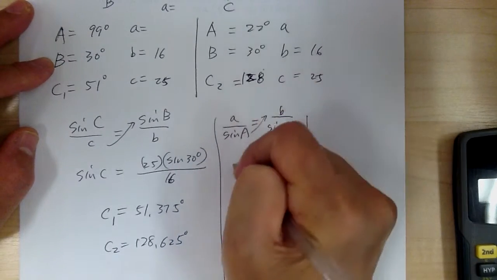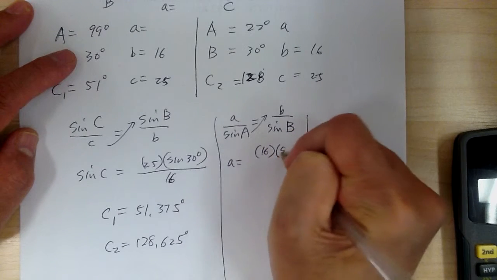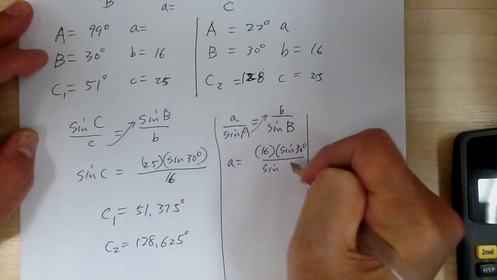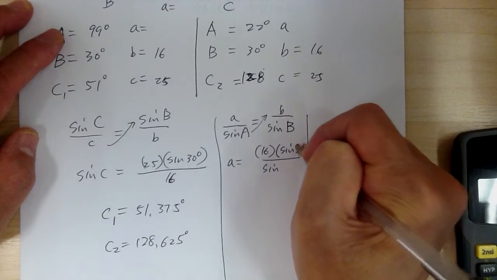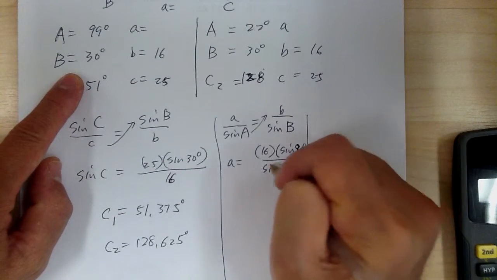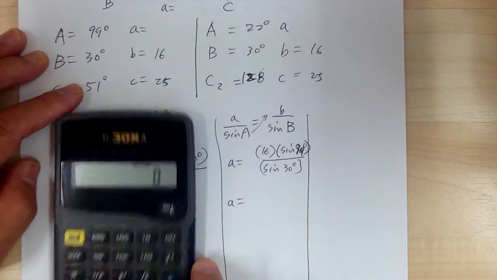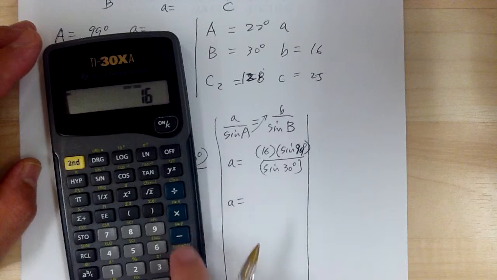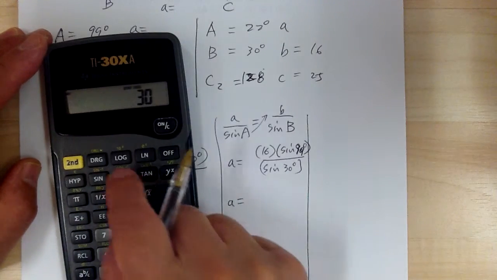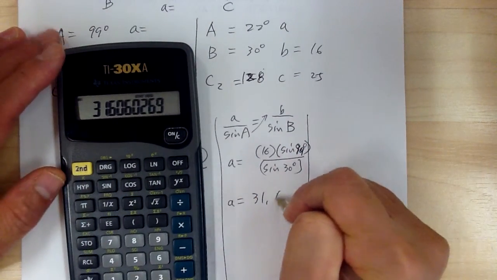Okay, so I can move this over here. So I got A equal to 16 times sine of 30 degrees over sine of... sine A is 99 and sine B is 30 degrees. There we go. So A equal to 16 times sine 99 divided by sine 30, so it'd be 31.6.